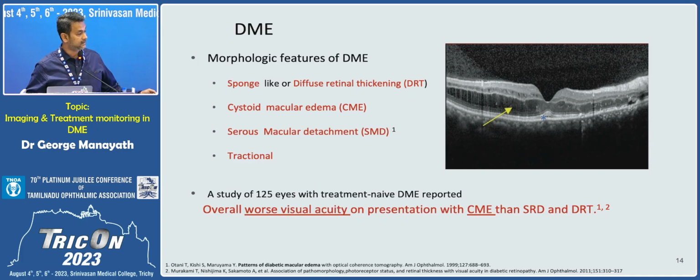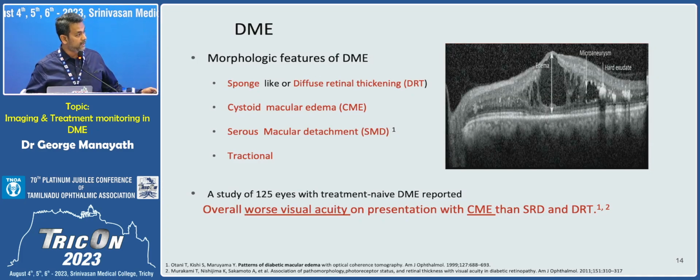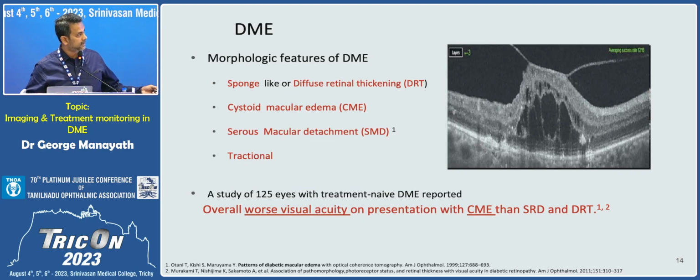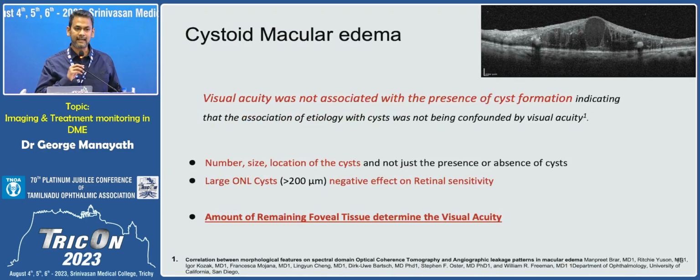When we look at the OCT subtypes of DME, the classification is into diffuse retinal thickening, cystoid edema, serous macular detachment, or tractional edema. In many of the studies, cystoid macular edema has worse vision than serous macular detachment and diffuse retinal thickening. But it's not really the cystoid changes. Where and how big the cysts are is important, because a large cyst in the outer nuclear layer, more than 200 microns, is associated with worse visual outcome in DME.